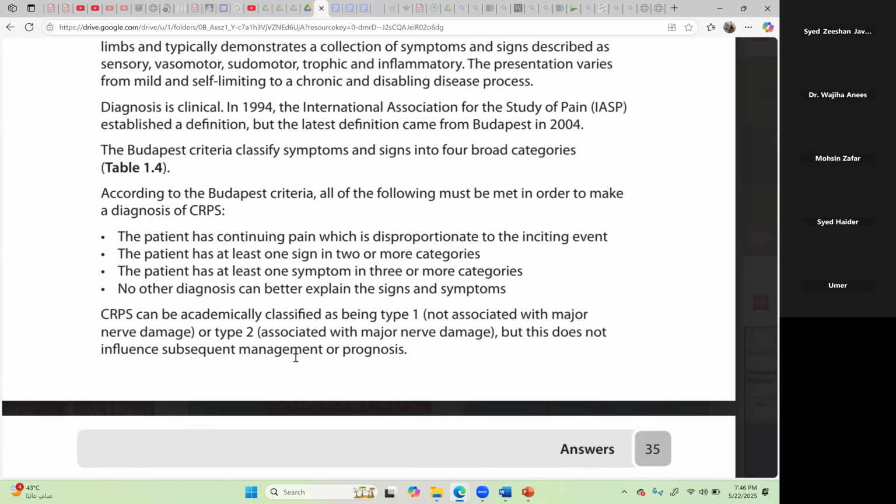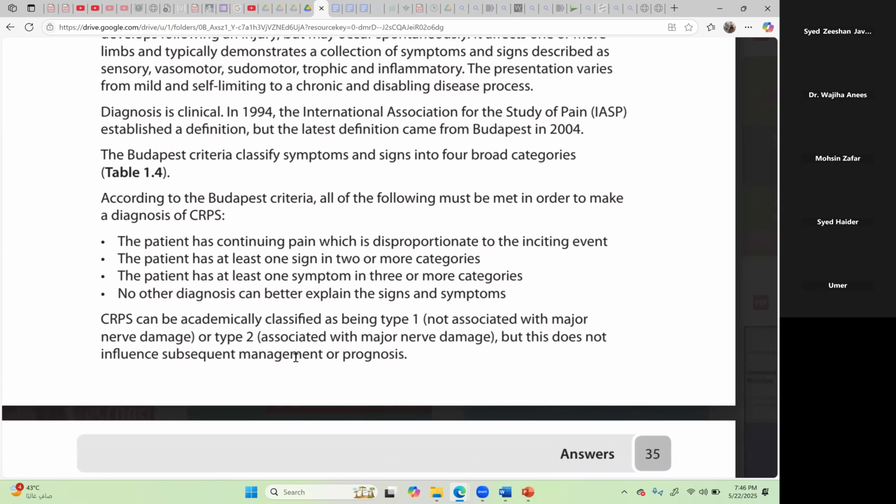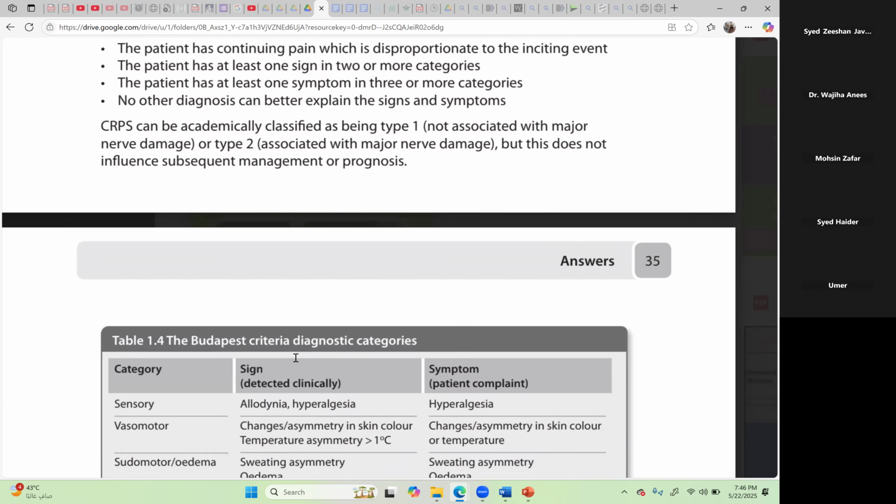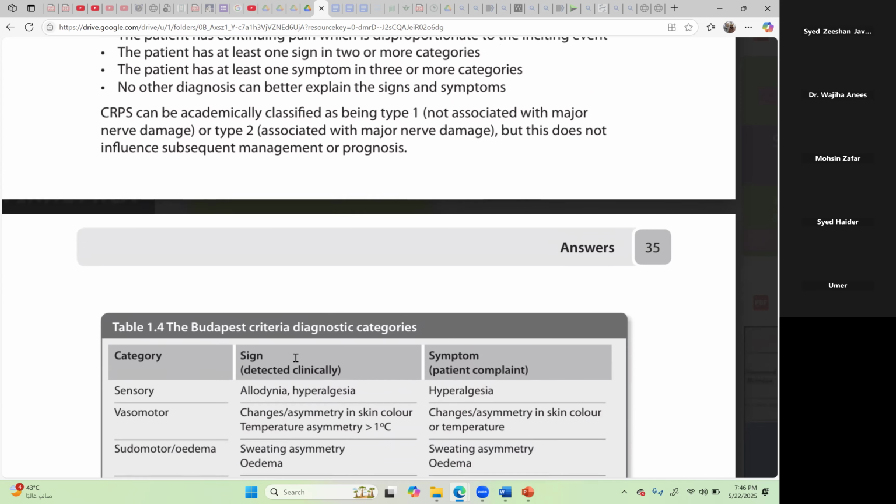So the Budapest criteria: does it say continuing pain which is disproportionate to the inciting event? The patient has at least one sign in two or more categories. The patient has one symptom in three or more categories. No other diagnosis can better explain the signs and symptoms. Okay, so that is what is there. CRPS can be academically classified as type 1 and type 2, but this does not influence subsequent management or prognosis.